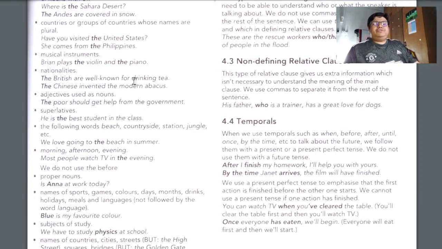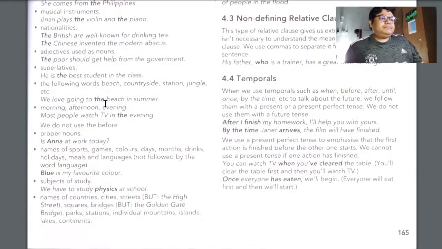Okay, contoh kat sini, the British are well known for drinking tea. The Chinese invented the modern abacus, contohnya. Okay, kalau Malaysian, inilah, the Malaysian are well known for apa? Okay, boleh sambung ayat tu lah.